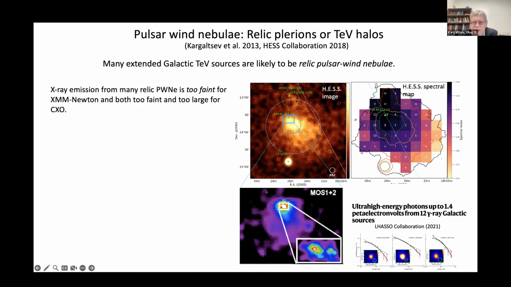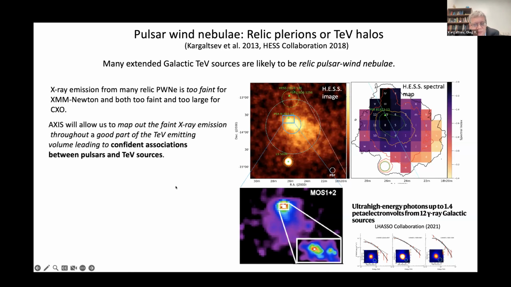The small square is what is shown here. It's very faint in X-rays and requires long exposures. XMM background is typically too high, and for Chandra the field of view is too small and the effective area too small. So X's will be really helpful in studying these sources.